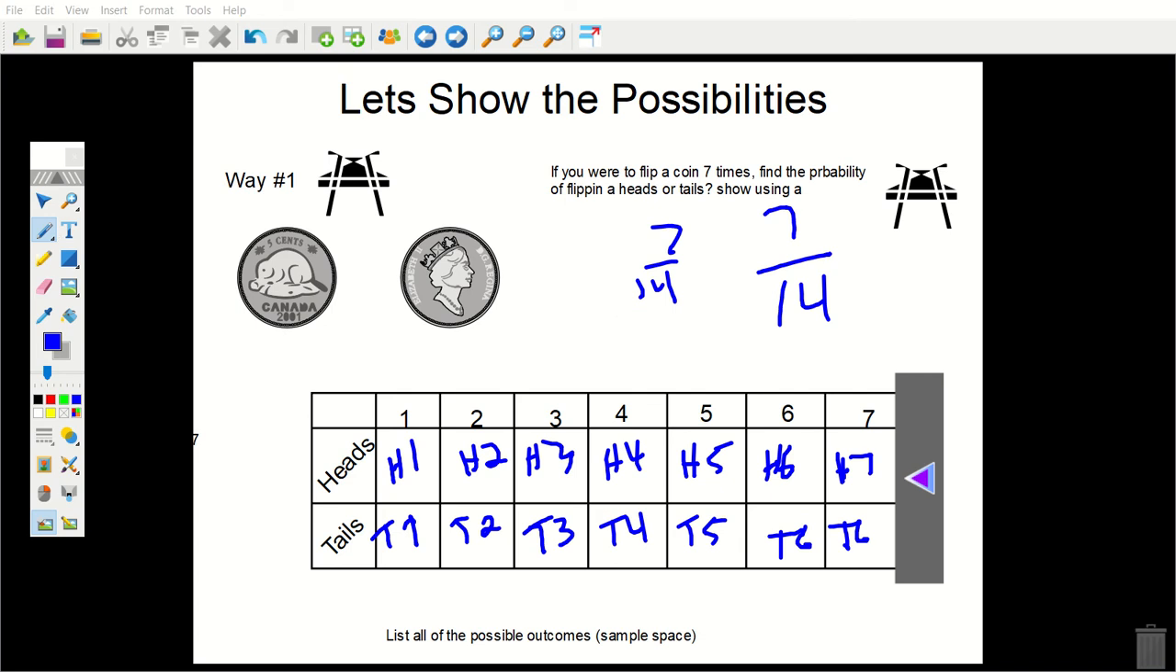Now this here, when it shows all of the possible outcomes as it does in this chart, this is called a sample space. So when you've listed all of your outcomes, that is called a sample space.